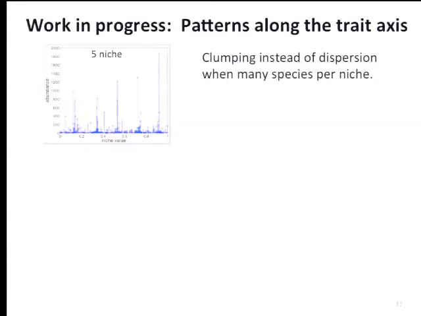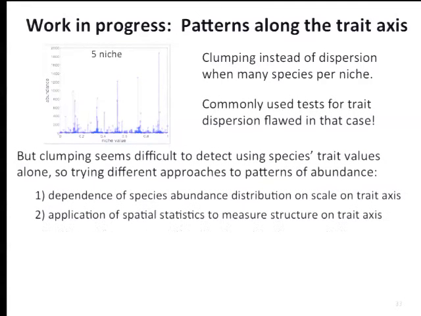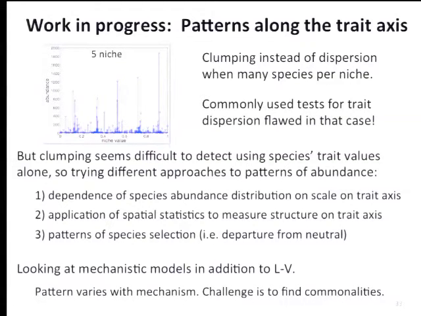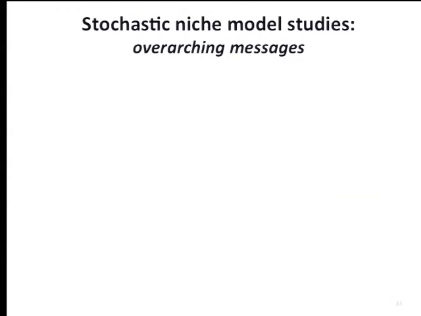The part about looking at patterning along a trade axis is really in progress, and in the interest of time, I won't spend that much time on it. I already mentioned how the patterning looks pretty different than the standard trait test, but we're trying to find ways of measuring this patterning, and especially we're looking at more mechanistic models in addition to this Lotka-Volterra model, and it looks pretty complicated when we do that, so the pattern really does vary with the mechanism quite a bit. So the challenge is to find some commonalities and ways of looking at the patterning.